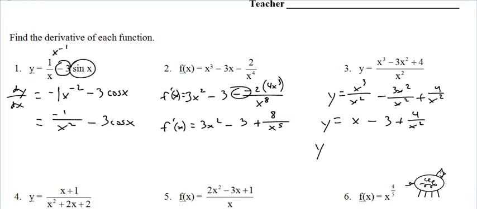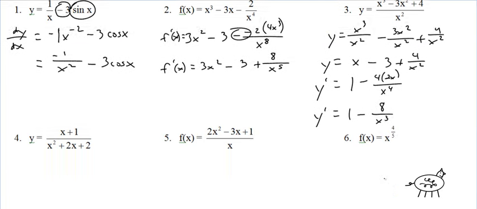Okay, so y prime is equal to, derivative of x is 1. Derivative of negative 3 is 0, so I'm not even going to put anything there. And then again, here I can use the quotient rule. Bottom times derivative of the top, which is 0, minus the top times derivative of the bottom, all over the bottom squared. So I get y prime is equal to 1 minus 8 over x cubed. Okay, it's not too bad.